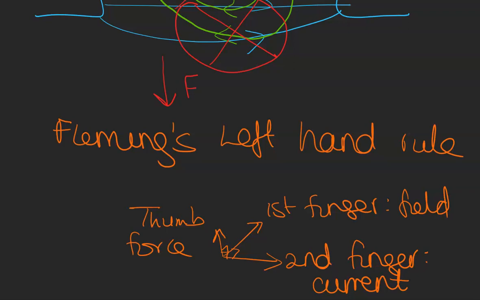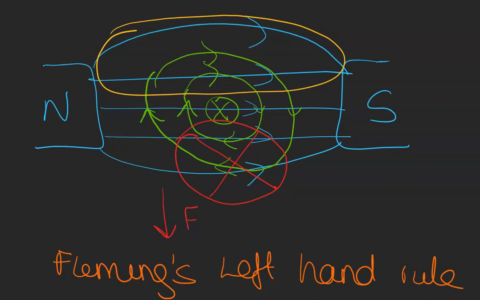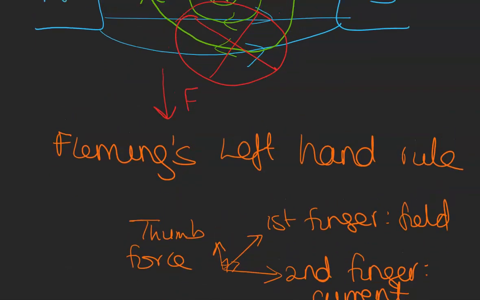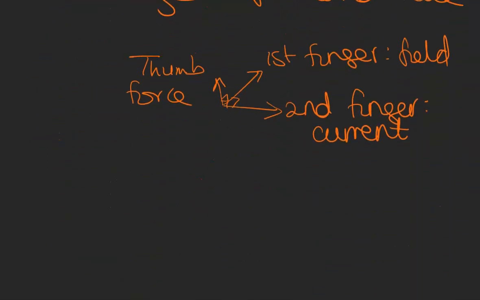When you use them, in this case, your middle finger, which is your second finger, will go into the page. Your index finger goes from north to south, so that causes your hand to give your thumb pointing downwards. So you are merging the three fingers in your left hand, making sure that they are perpendicular to each other, and if you manipulate that, you will get the direction of the force going down.